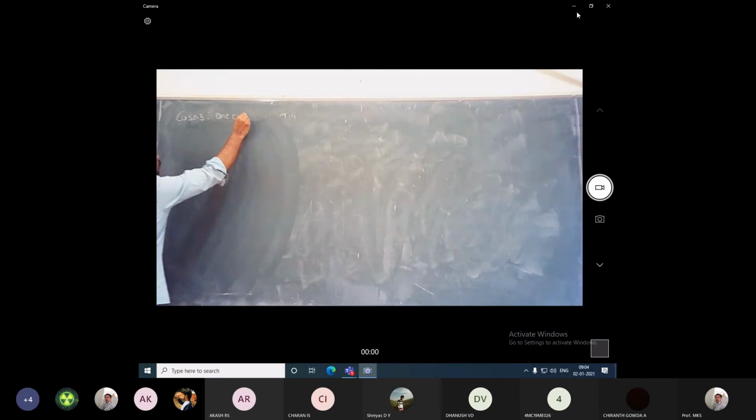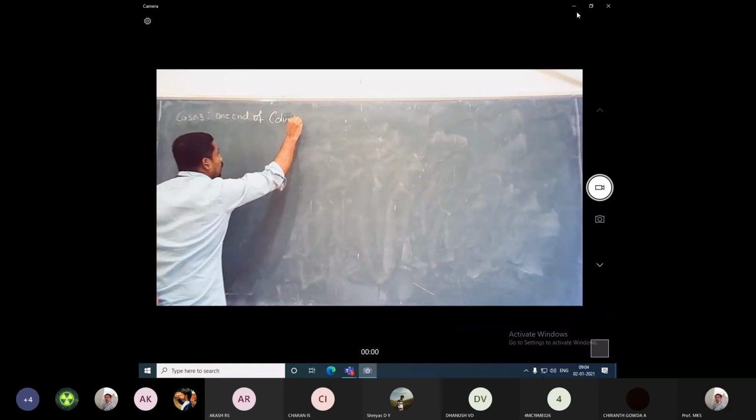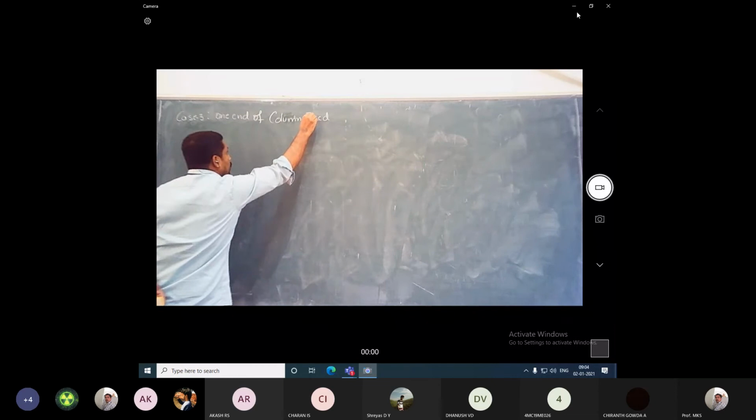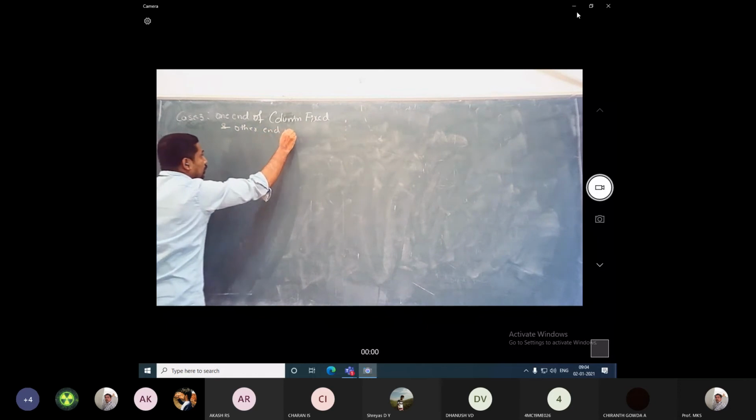The next is the third case, third derivation. We are finished with both the ends hinged and both the ends fixed. So next is case 3. One end of the column is fixed, and the other end is free.